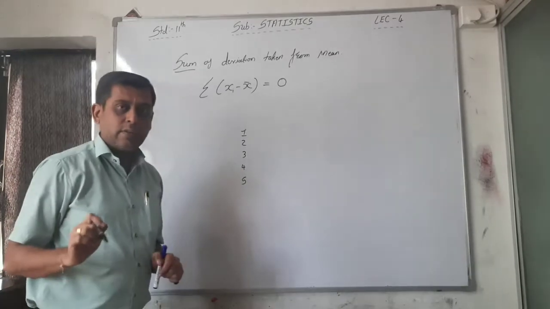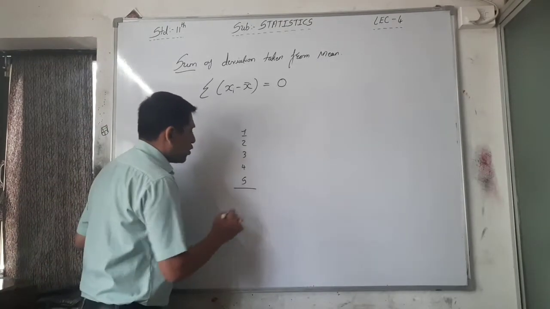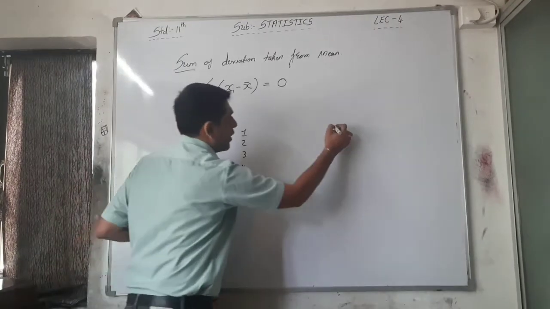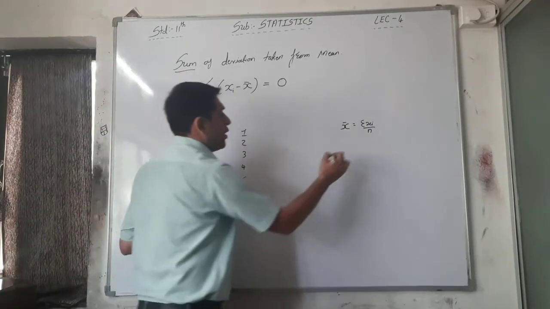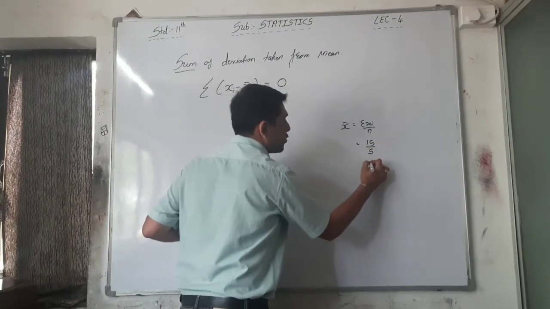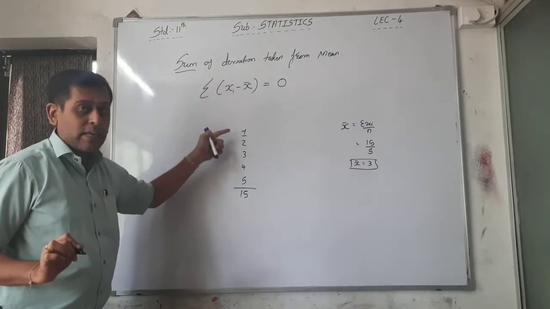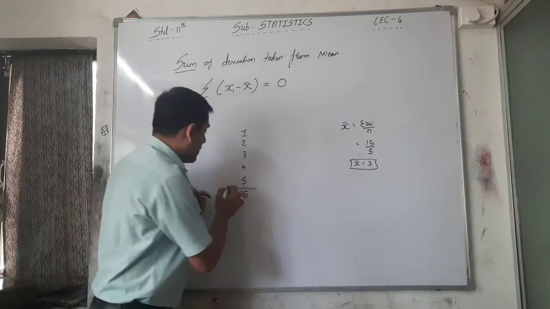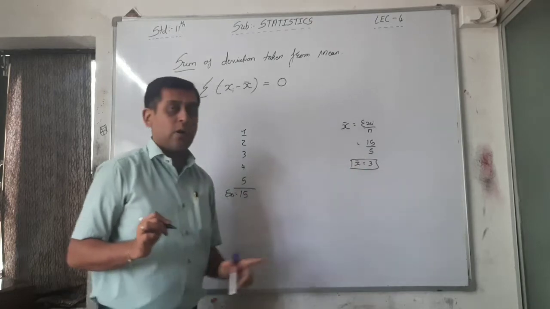See, which type of data is it? It is ungrouped data because frequency is not given here. What is the total? 15. Now, what is the formula for x bar? X bar is equal to sigma xi upon n, because it is ungrouped data. So here 15 divided by 5 observations, so n is equal to 5. So x bar is equal to 3. I am explaining this by giving this example. Data is given like this, 1 2 3 4 5, sigma xi is equal to 15. So x bar is 15 divided by 5, which is 3.